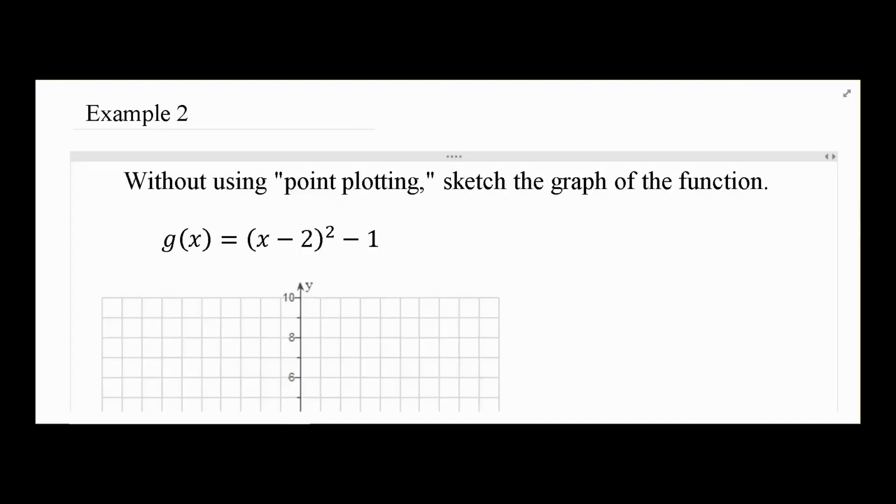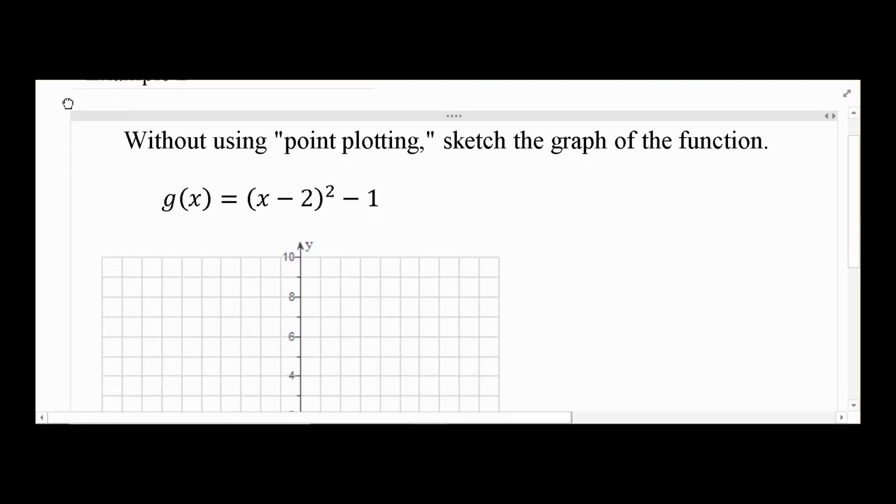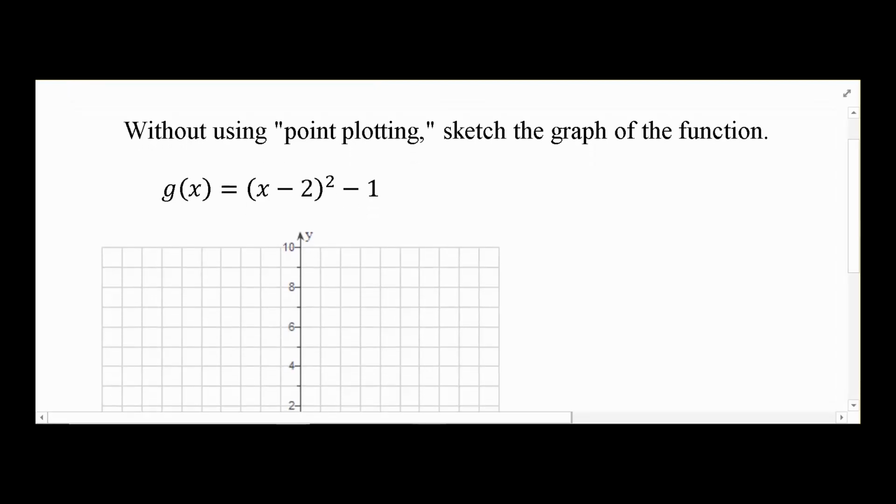Let's look at example 2 here. Again, we don't want to use point plotting. We want to go ahead and graph this guy as is. The fact that there's a square going on tells me that we have another parabola, so we know the basic shape of this guy is using the 1, 4, 9 rule.